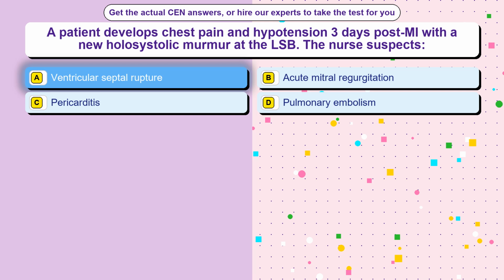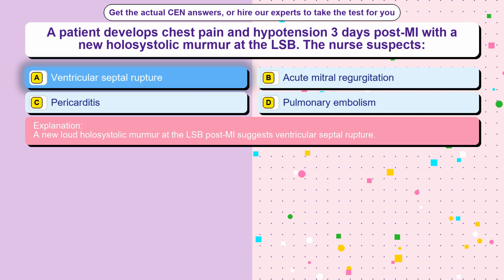The correct answer is option A. Ventricular septal rupture. A new loud harsh systolic murmur at the LSB post-MI suggests ventricular septal rupture.